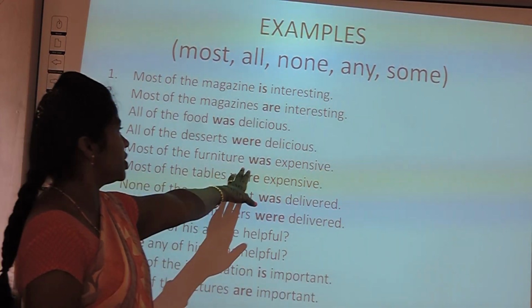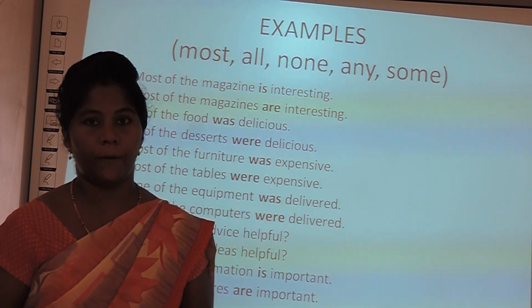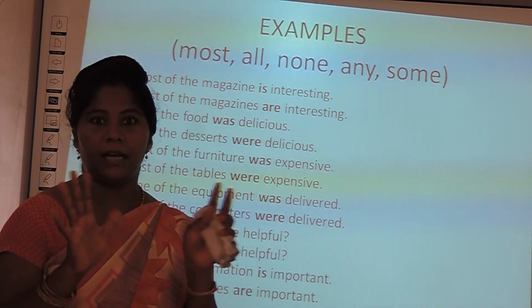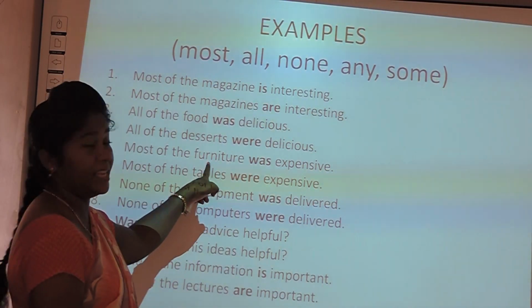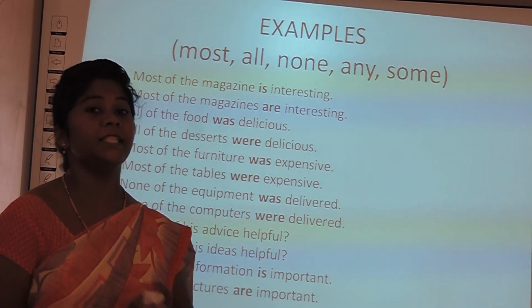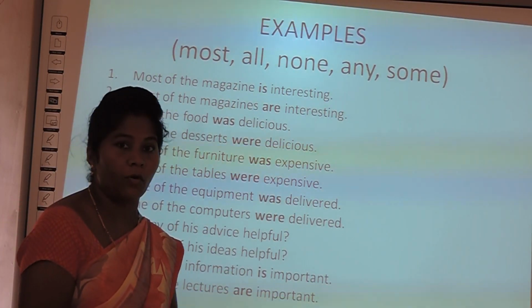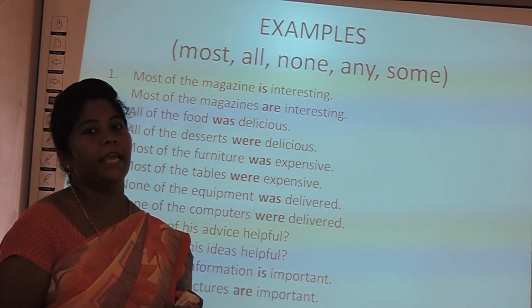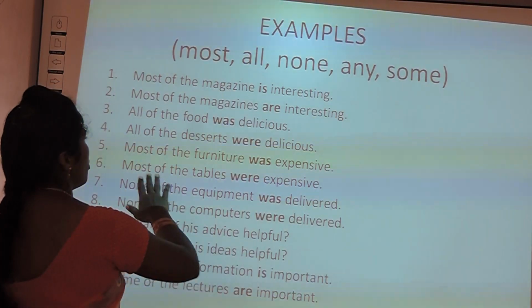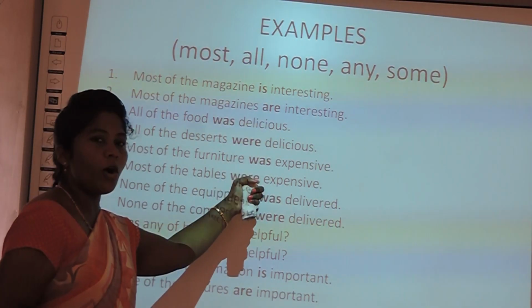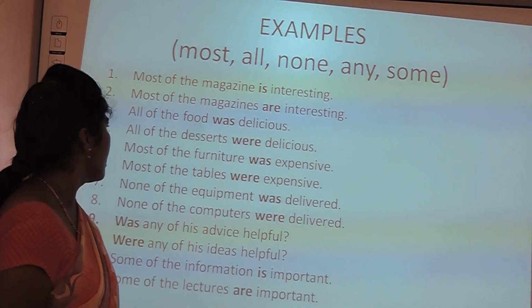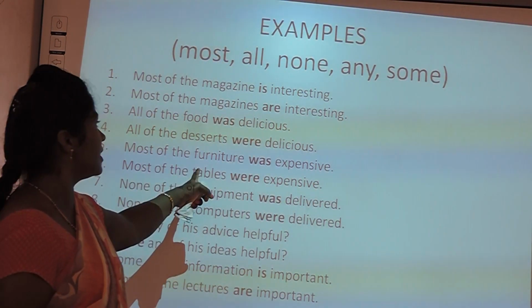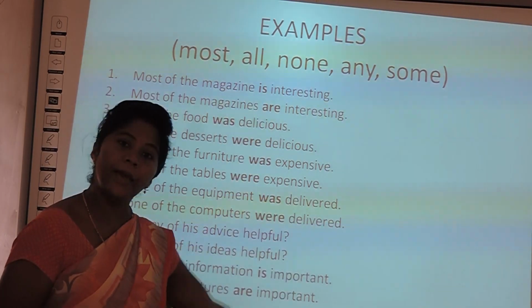Most of the furniture was expensive. Can you find some uncountable noun over there? Yes, it's furniture. As I already told you, furniture is an uncountable noun. So an uncountable noun will take a singular verb. So most of the furniture was expensive. Okay. Next, most of the tables were expensive.